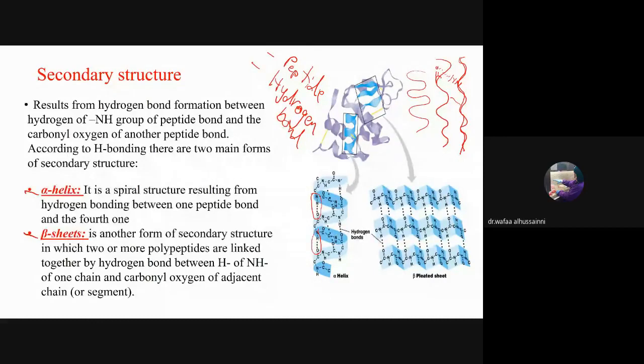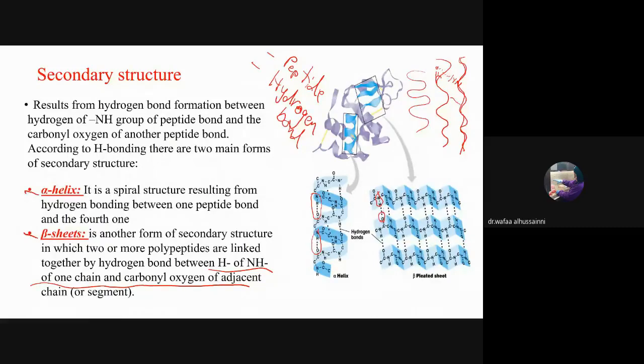Or the other type is beta sheet, and this is another form of the secondary structure. Two or more polypeptides are linked together by hydrogen bonds, and this hydrogen bond is also between the H of NH of one chain and the carboxyl oxygen from the chain next to it. You can see here this is hydrogen NH from this amino acid, and there's a hydrogen bond with this oxygen from the opposite sheet, so this is called beta sheets.